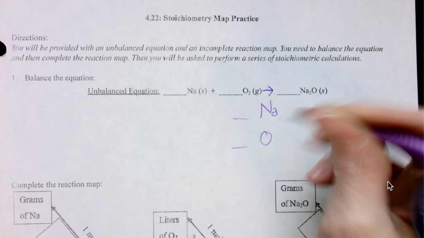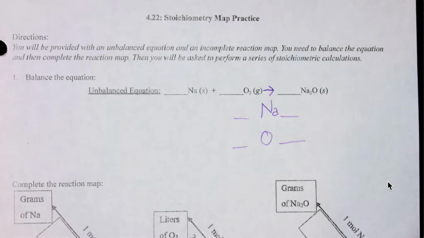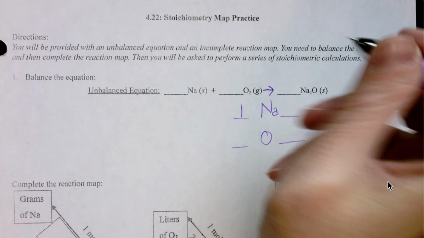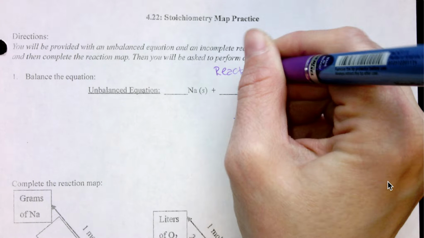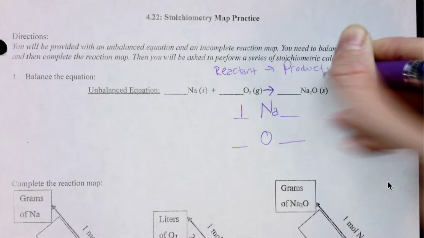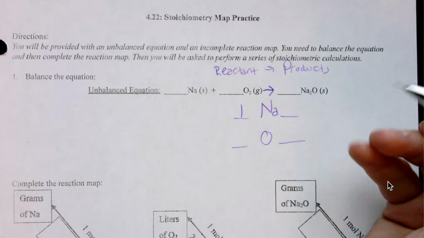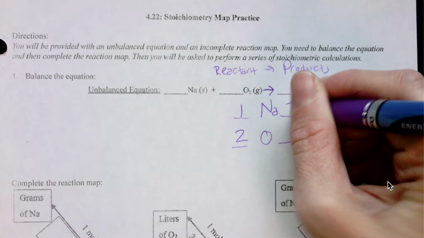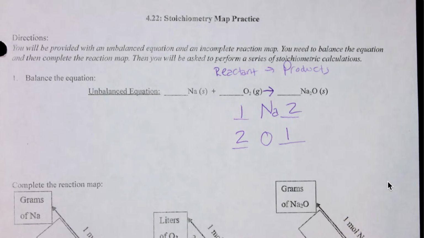So I have sodium and I have oxygen. I have 1 sodium on my reactant side. So remember, we have reactants yields products. So I have 1 sodium and I have 2 oxygens. On my product side, I have 2 sodiums and 1 oxygen.